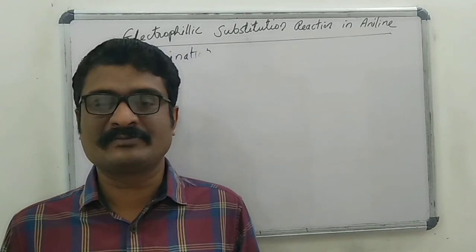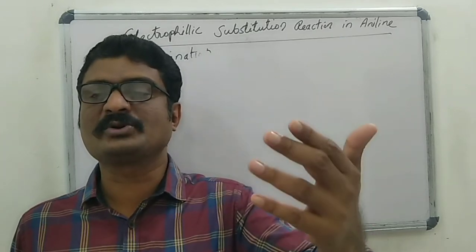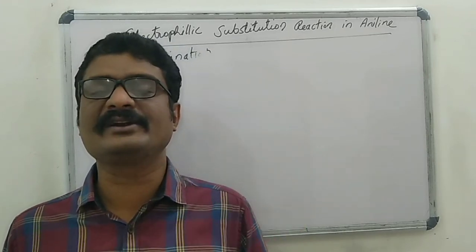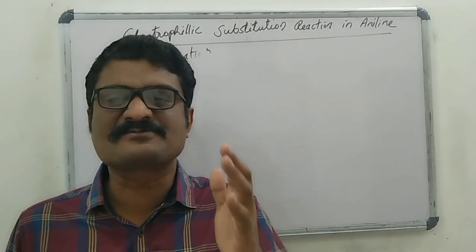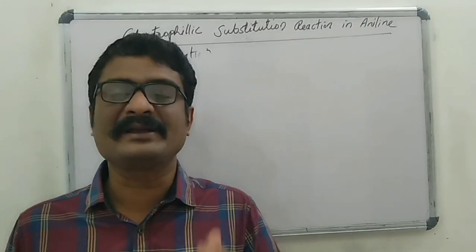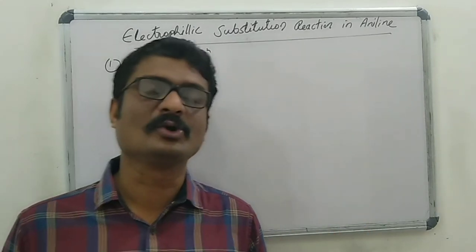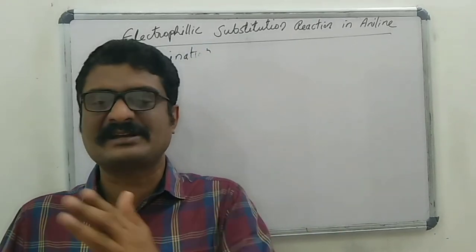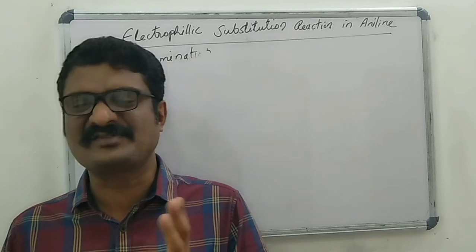we have to protect the NH2 group by treating with acetyl chloride or acetic anhydride. Mono-substituted aniline derivatives can be prepared by protecting the NH2 group, the amino group, by treating with an acid chloride called acetyl chloride, or an acid anhydride called acetic anhydride. That is the first step.